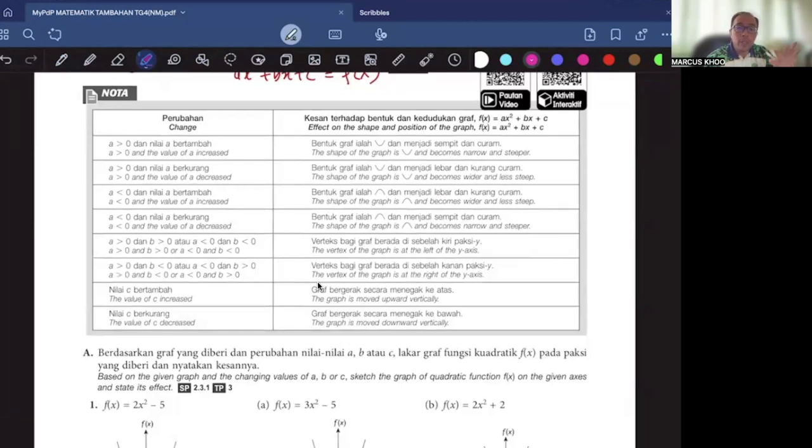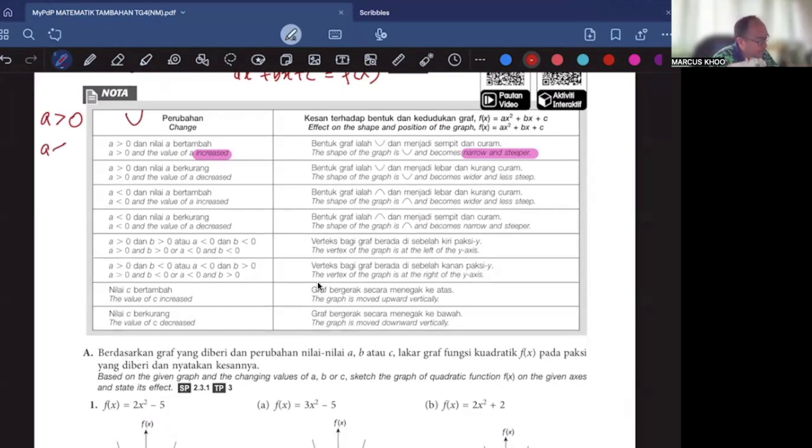So we want to see when we change the letter A, how does it affect the shape and the position of the graph? The first situation is if A is more than 0, a positive number, and you increase the value of A. If the original A is positive, then you make it a bigger A. What is going to happen is the shape of the graph will become narrow and steeper. It will still be a U shape. Remember, A is more than 0, the shape of the graph is U. So this is the first thing. If A is more than 0, the shape of the graph is U. It's a U quadratic graph shape.